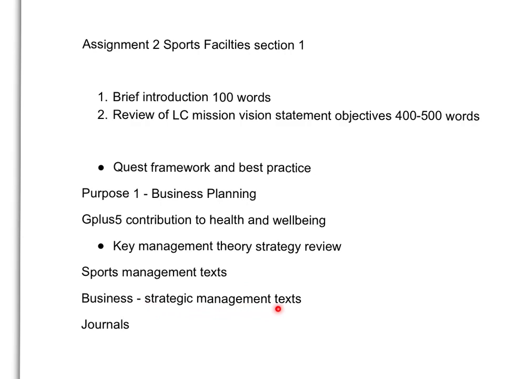You can also consider business texts focusing on strategic management, and there are several journals, for example European Association of Sports Management, or strategic management specific journals in business. Please access the databases via the library, both for the sports section and for the business section, and look at the Sports Discus database or EBSCO Business Planner.